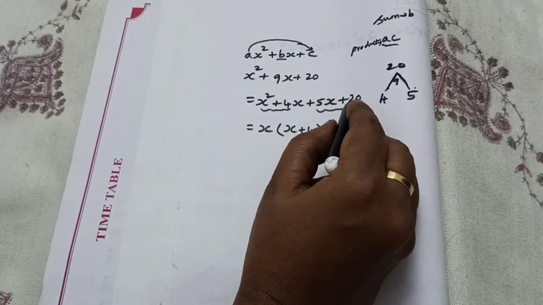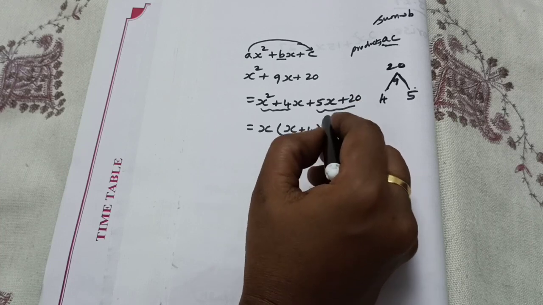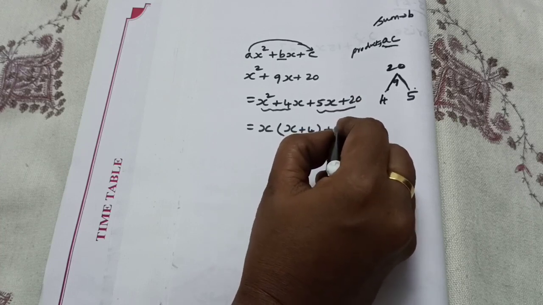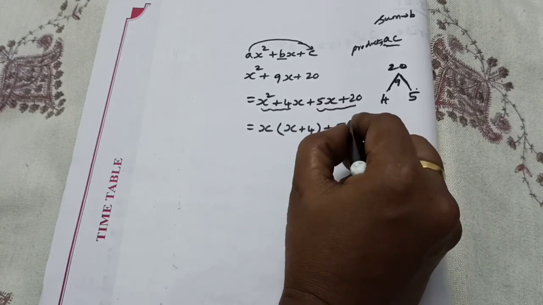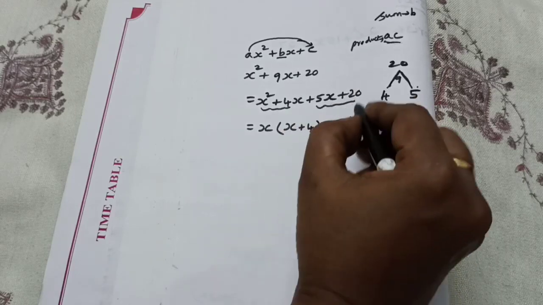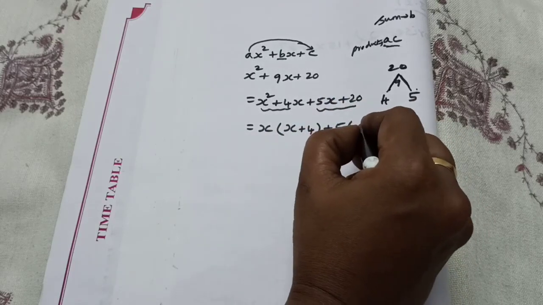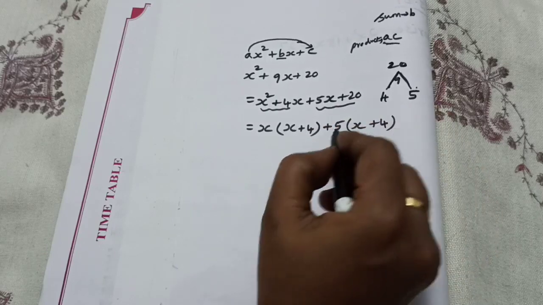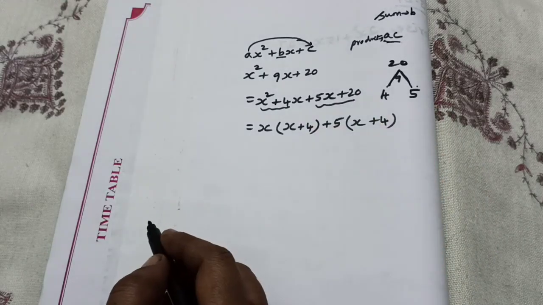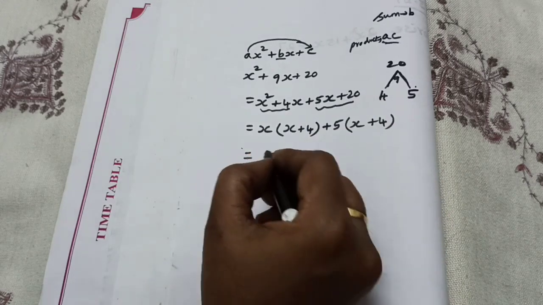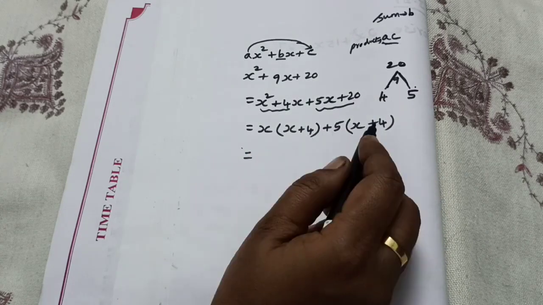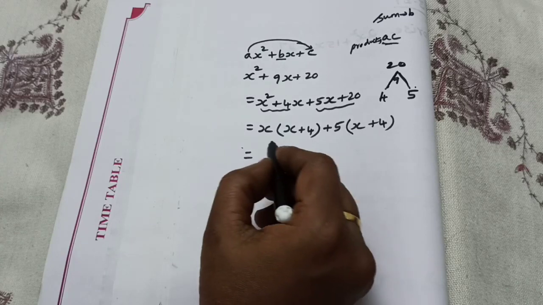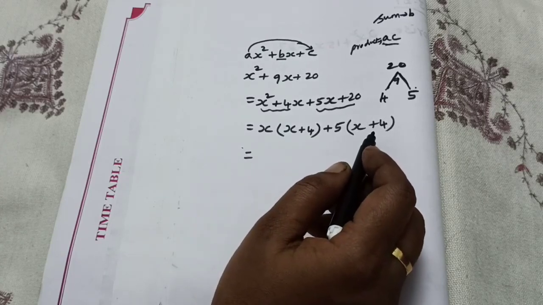5 is common, isn't it? This one we can write as 5 into 4. So 5 common we can write. Plus 5 into this, we took 5 outside, remaining x. Then 5 fours are what? 20. 5 fours are 20. Correct? Then inside the bracket x plus 4 is there. Here also x plus 4 is there. This is one term, this one another term.